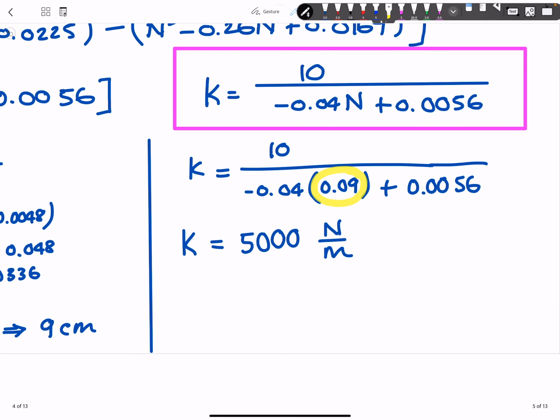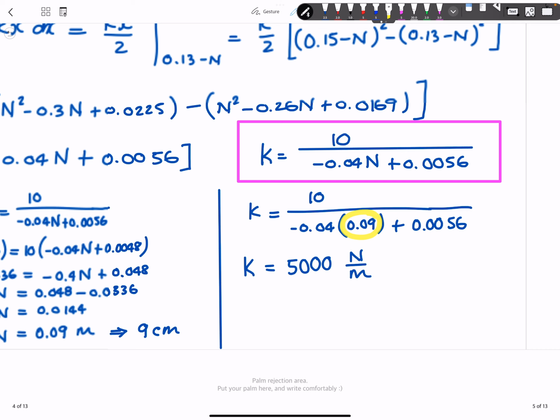So K is equal to 10 divided by negative 0.04 times n, and we got n to be 0.09, plus 0.0056. And so I get K is equal to 5,000. And this will be newtons per meter. Note that I plugged back in here the n value, that distance in meters, because the problem specifically asked for this K value as a newtons per meter answer.